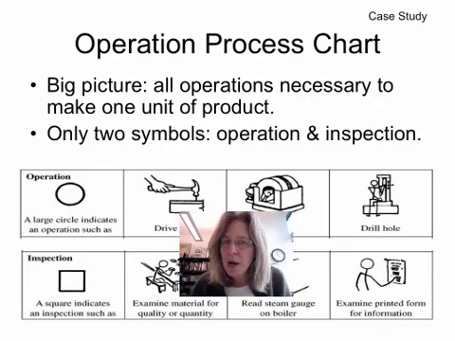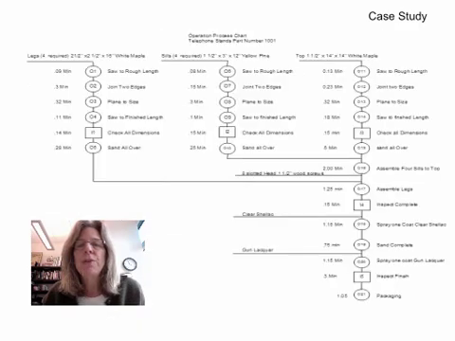So for an operations process chart, you might want to refer to the operations process chart that's in the case study that I gave you on the table manufacturing. We're actually going to be using that case study a little bit in the next couple slides. This looks at the big picture of all the operations necessary to make one unit of product. And again, I said this before, but there's only 2 symbols that are used, operation and inspection. So let's look a little bit more carefully.